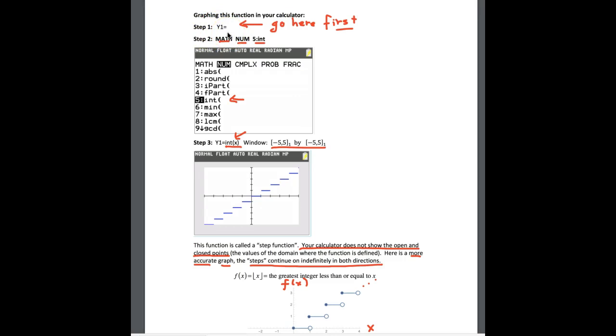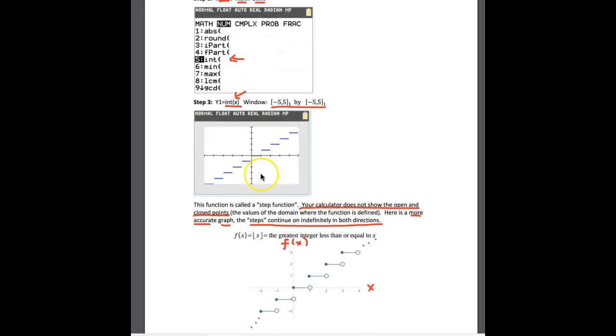Just press the Y equals menu. And then you're going to press Math, Num, and choose 5, or greatest integer. So in the Math menu, you have to use your right arrow to go over to Num. That will paste INT with a left bracket in there, and you have to type in the X. And let's just choose this window.